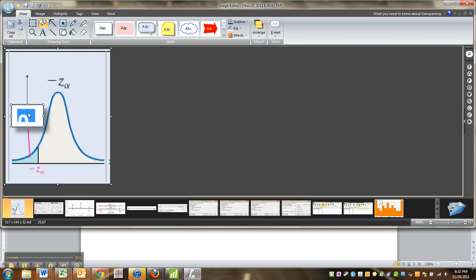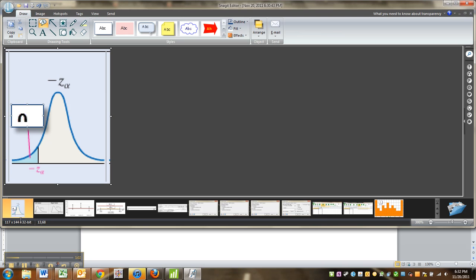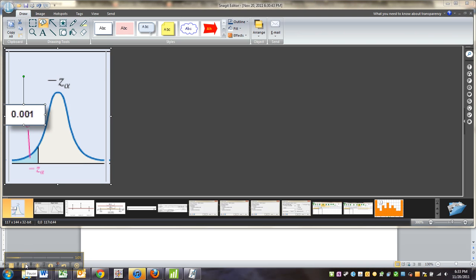Hold on. Much smaller font. About 10 point. Oops, hold on 1 second. There we go. I'm having a little issue with my thing here.